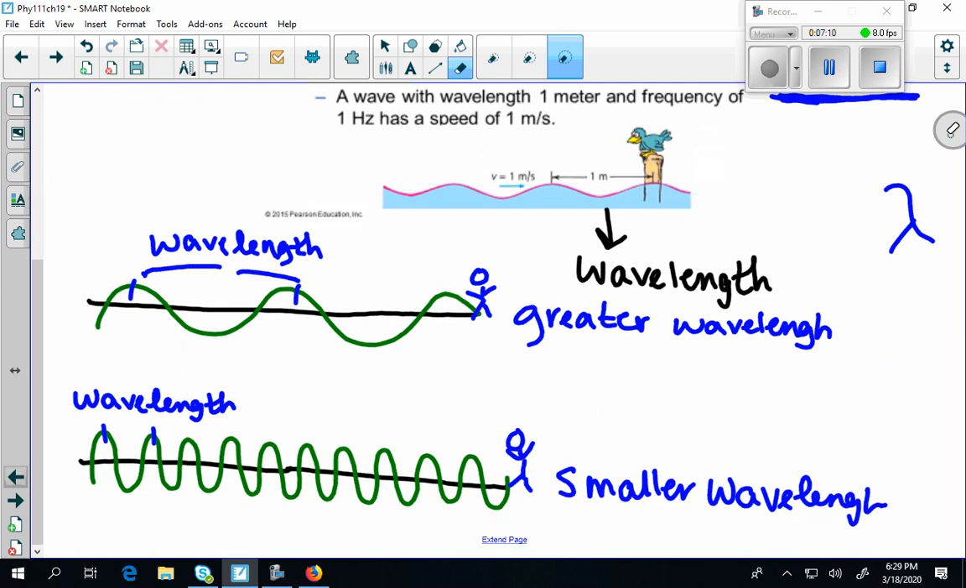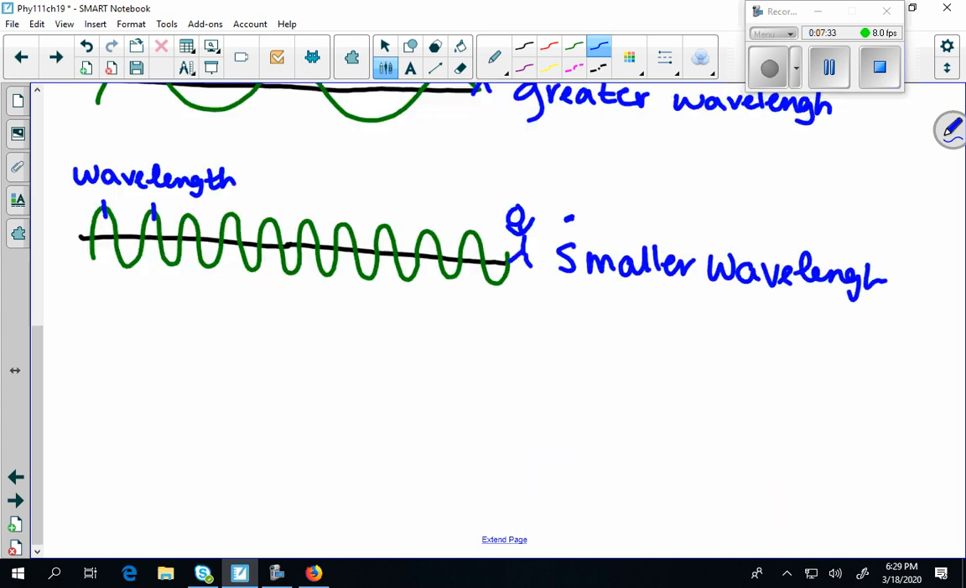So the greater your wavelength, you can see here I have a pretty long wavelength there. Here I have a nice tight wavelength down at the bottom. Smaller wavelength means greater frequency, just like we talked about before.